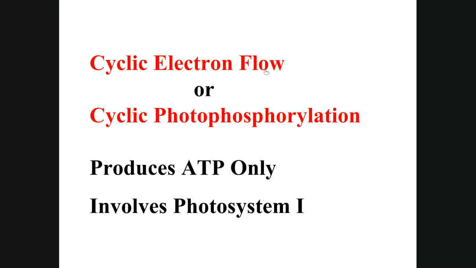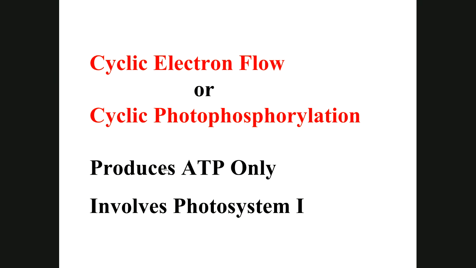Cyclic electron flow. Now cyclic means something happens over and over again, so something returns. Well, what returns? Well, the electrons return. So the electrons are going to be cycled and they return. It says or cyclic photophosphorylation. All right, so again, this is using light to phosphorylate an ADP to make ATP, and the electrons are cyclic, so they return. So they return to the system. And we're going to see a picture of that in just a second.